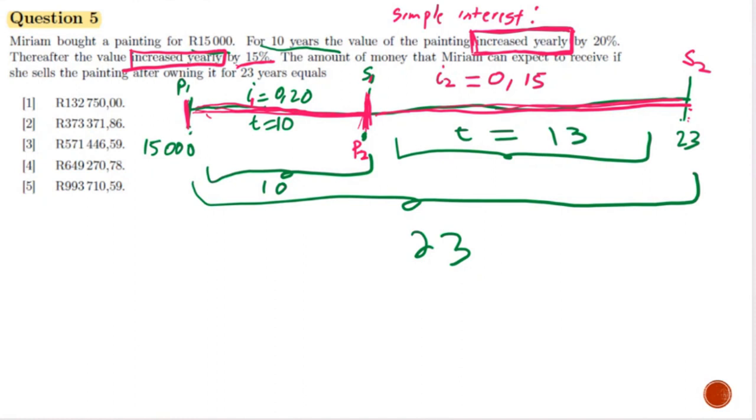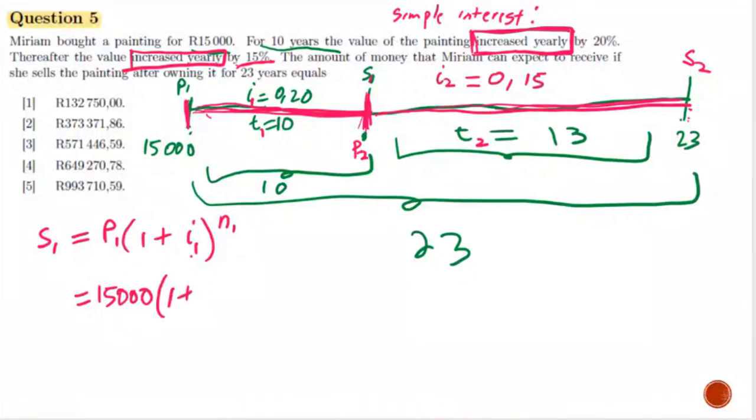So we are going to be having two calculations. For the first 10 years, this is your T1. This is your T2. For the first period, the formula is S1 equals P1 into 1 plus I1 to the power N1. I am looking at this period, the first period. So my P1 is 15,000, into 1 plus the interest here, I've been told, is 0.20, to the power N1. My N1 here is equal to 10. That is the first period.